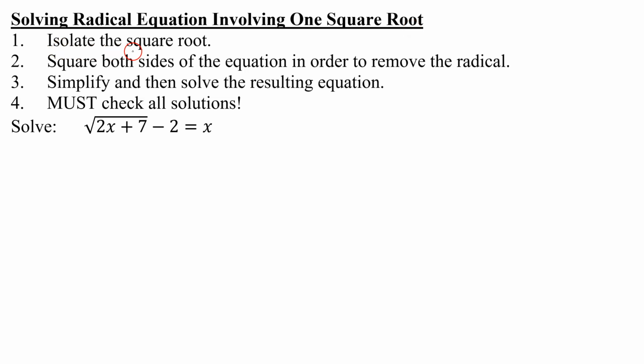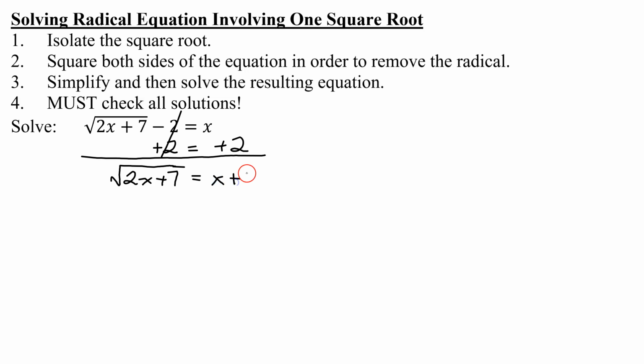The first thing we need to do is isolate the square root. Well, looking at our example, is this square root isolated on the left? No, there's the minus 2 in the way. So the first thing I'm going to have to do is add 2 to both sides of the equation, because 2 minus 2 is 0, so the only thing left on the left-hand side is the square root of 2x plus 7. And what does that equal? I can't combine the terms on the right, so I'm just going to have x plus 2. So that is step 1.